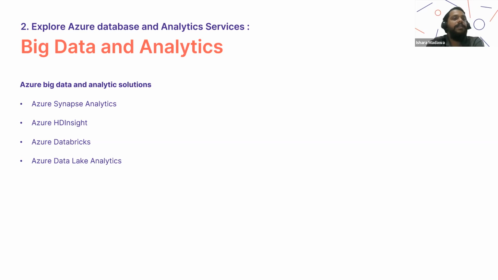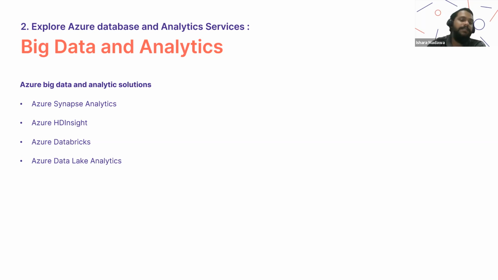When checking what features are available for big data in Azure, you will see these options: Azure Synapse Analytics, HDInsight, Databricks, and Data Lake Analytics. Synapse Analytics is for Azure SQL data warehousing. It combines enterprise data warehousing and big data analytics, and you can query data on your terms by using either serverless or provisioned resources at scale.